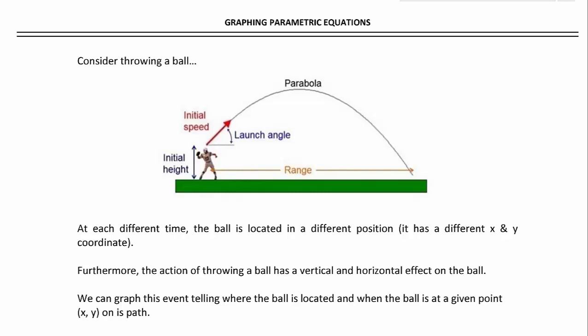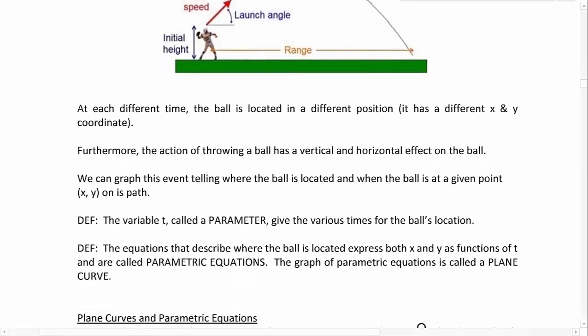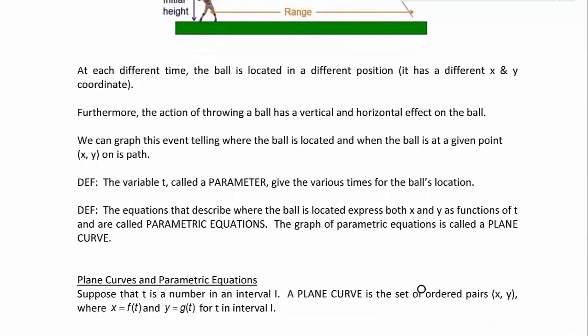We can graph this event, telling where the ball is located and when the ball is at a given point on its path. The variable t, called the parameter, gives the various times for the ball's location. The equations that describe where the ball is located express both x and y as functions of t and are parametric equations. The graph of a parametric equation is called a plane curve. So as time passes, the height of the ball is changing as well as the horizontal distance.